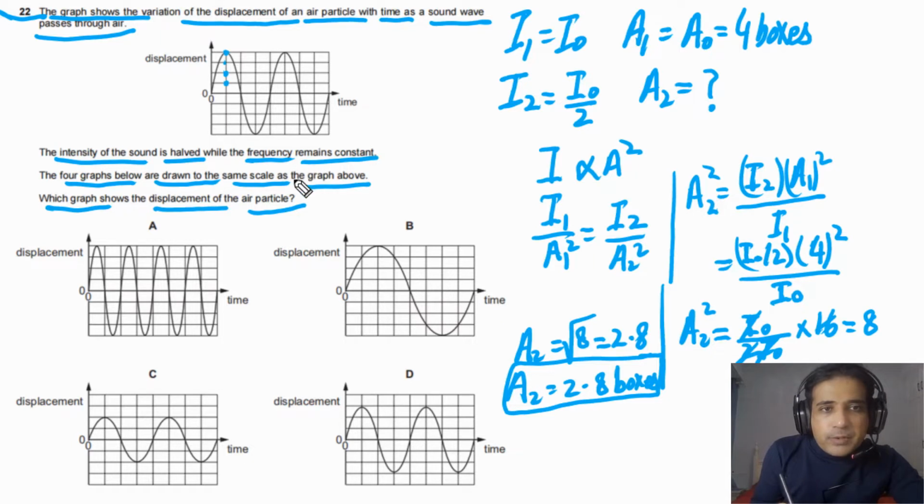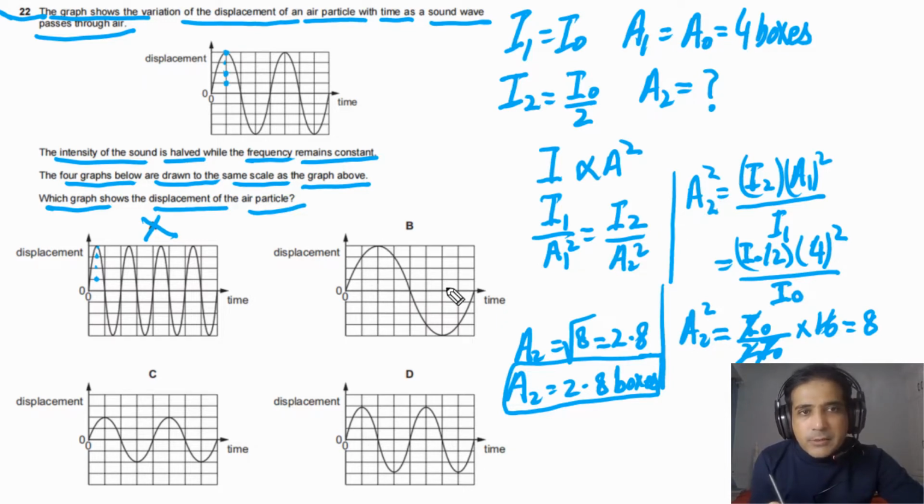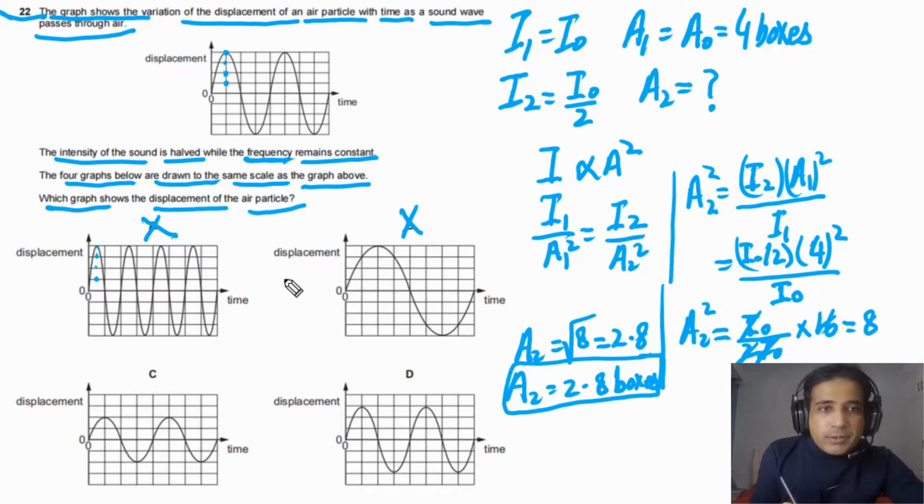In this case, frequency is the same, so time period is the same. So if you look at the first one, in this case its amplitude is equal to 4 boxes, so this is not a possible answer. If you look at this one, this has a different time period and this also has a different time period, so this is not possible. This is also not possible, because frequency remains the same, it means time period also remains the same. So A and B, they are not possible answers.